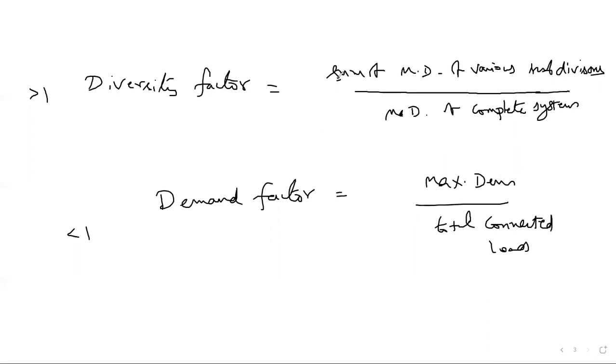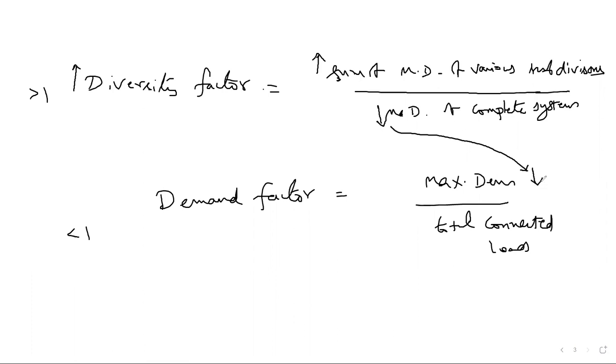See, in the numerator of the diversity factor, if the sum of the maximum demands of various subdivisions increases, right? So what happens to the diversity factor, increase or decrease? Surely it will increase. So both are increasing in the sense, obviously the maximum demand of the complete system should be a lesser value when compared with the sum of maximum demands of various subdivisions. During that case, if maximum demand is decreasing, for that same system I'm now analyzing the demand factor.